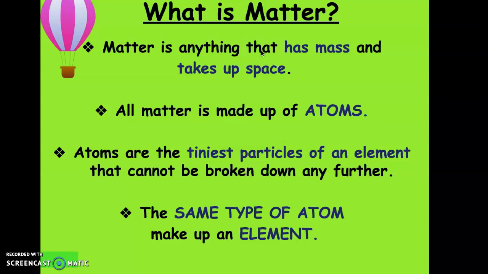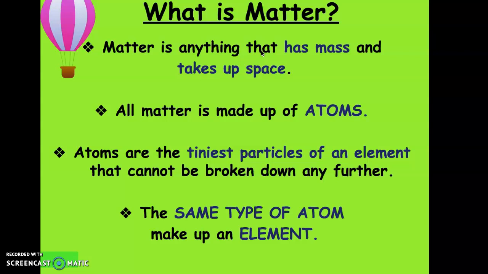Atoms are the tiniest particles of an element that cannot be broken down any further. That means that if I were to try to karate chop, say, an orange, and I got to the teeny tiniest piece, that still wouldn't be an atom. I would have to go microscopic, and even then, I wouldn't be able to see the atom. Atoms are very, very, very, very tiny.